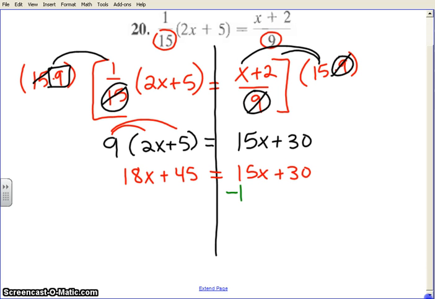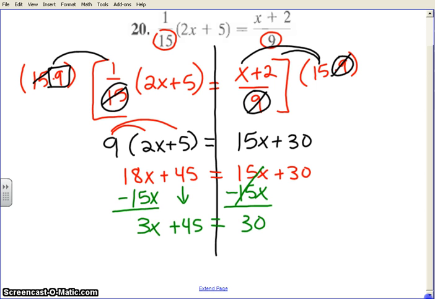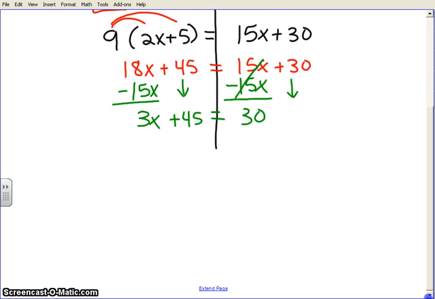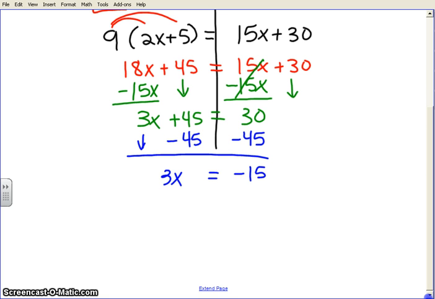Now I'm going to take the 15x over to the left. That leaves me with 3x plus the 45 equals 30. And finally, I'm going to take the 45 over to the right side by subtracting. That leaves me with 3x equal to negative 15. And then the last step, we're going to divide by 3 on both sides. So x is equal to negative 5.